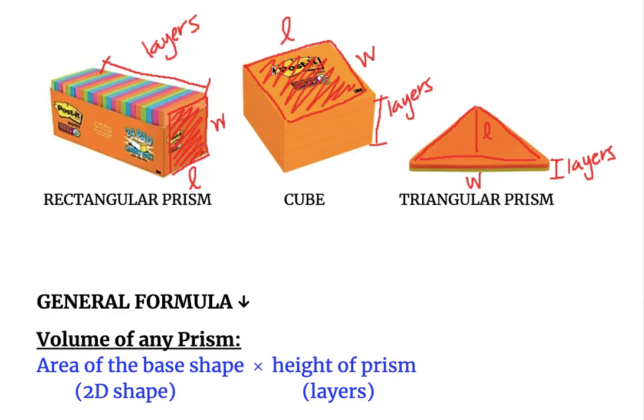Same with the cube. I would take my length times width to get one of the squares, and then I would multiply by the layers to figure out all of them inside. Triangle's a little different, length times width divided by 2 because it's half of a rectangle. And I would take that one area and multiply by all the layers so that I don't have to count all of the layers inside. Again, make sure that this is in your notebook before we move on.